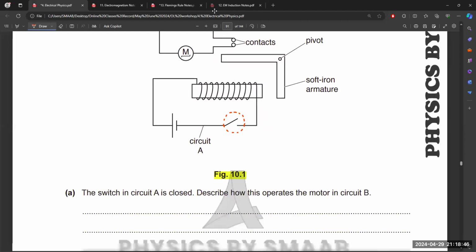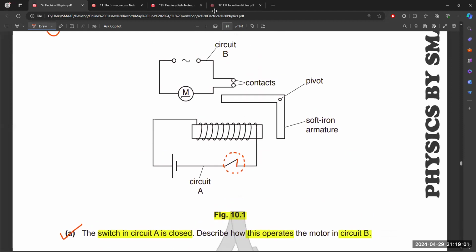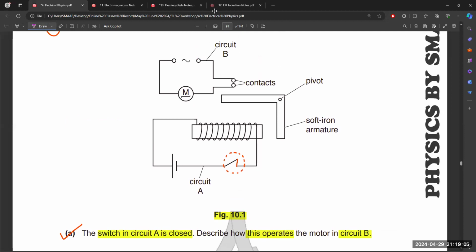Let's see what they are asking in the question. Now the switch in circuit A is closed. Describe how this operates the motor in circuit B. That's simple. When you close this circuit, what happens actually? This L-shaped soft iron armature rotates about the pivot. It will become like this. It is attracted towards this point.